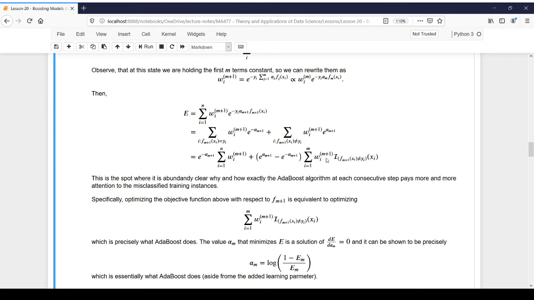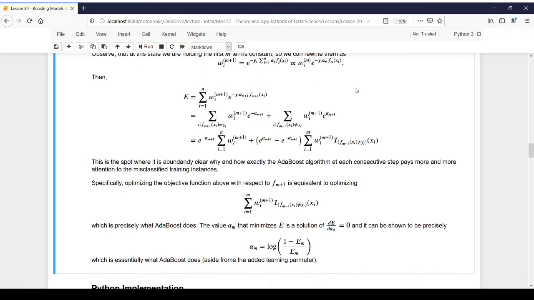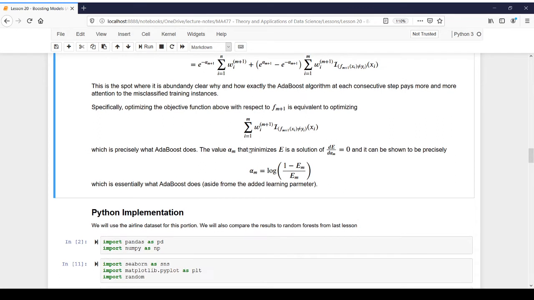So in other words, it's going to work harder to classify correctly those points that were misclassified before, because these basically have higher coefficients here. So at least this is my take on it. If you have a better explanation, you can definitely let me know. And then the rest basically is just calculus.